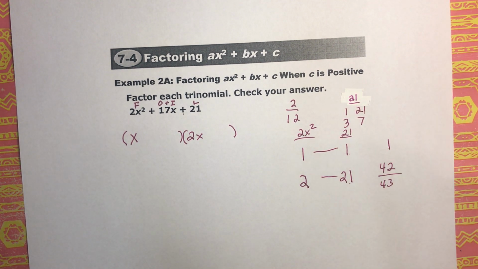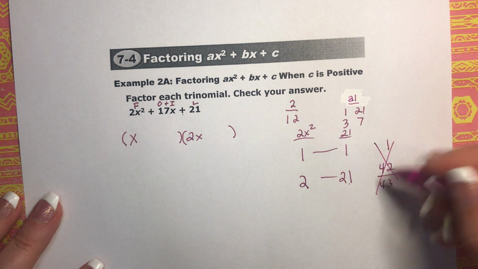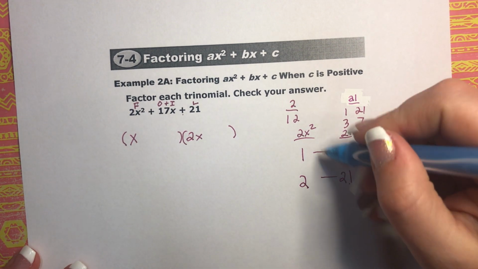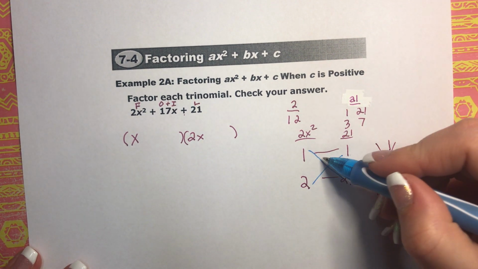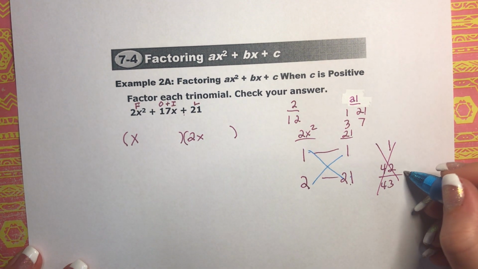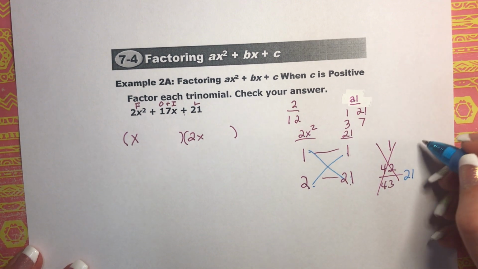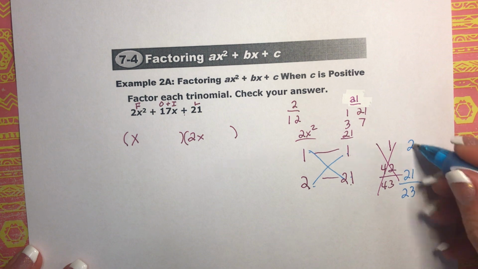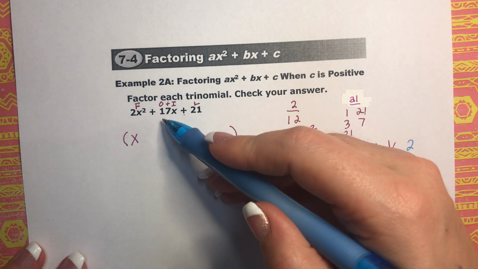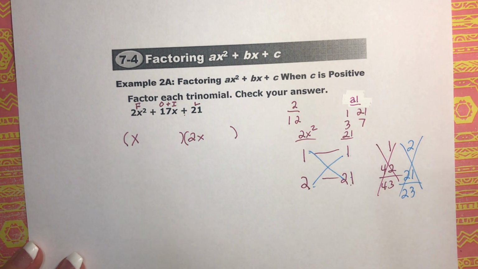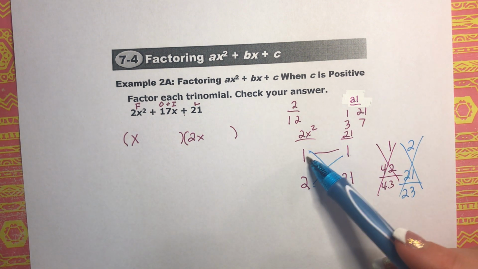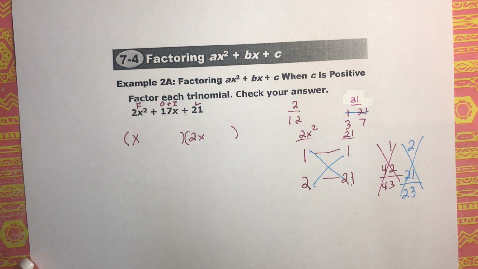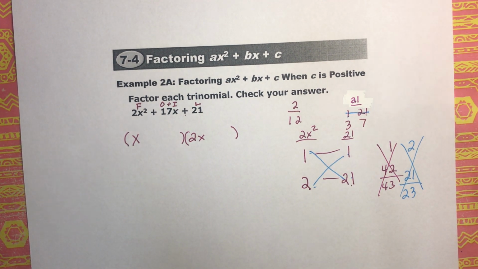So what I did, I went across like that, and that doesn't work. Then what I can try is the other combination, where I go 1 times 21, which is 21, and then 2 times 1, which is 2. I add those together and I get 23, which is not 17, so that doesn't work either. Since I've tried both combinations, I know that the factors 1 and 21 are not it.